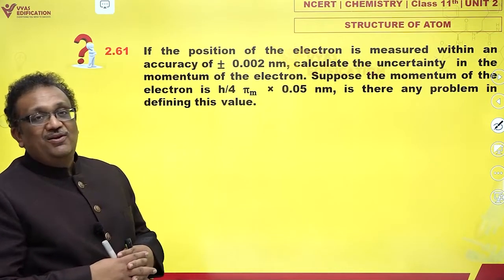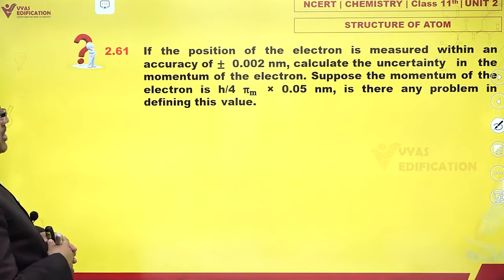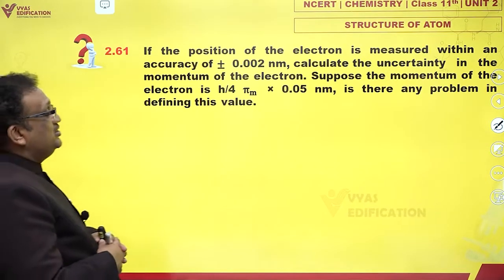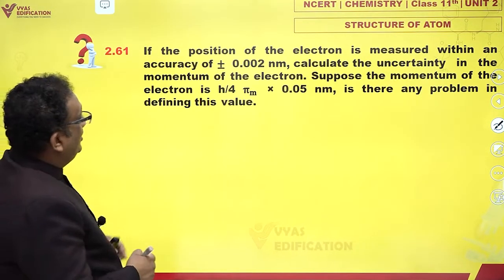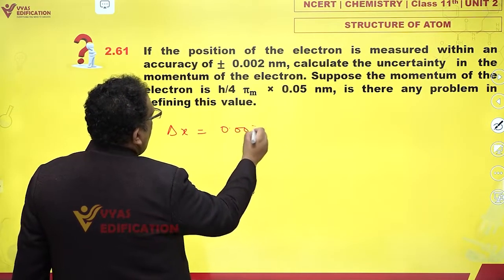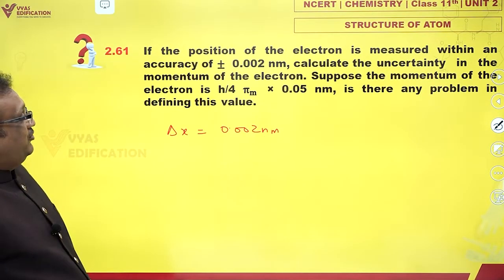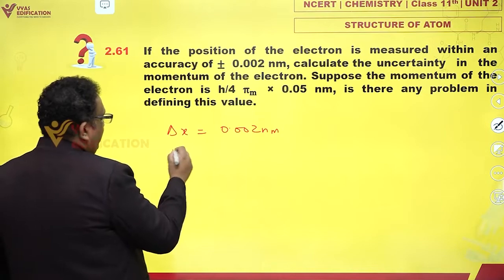And there comes our old and haunting Heisenberg. If the position of an electron is measured with an accuracy of plus minus 0.002 nanometer, right? So I'm given delta x is 0.002 nanometers. Calculate the uncertainty in the momentum of the electron. Now delta p is question mark.